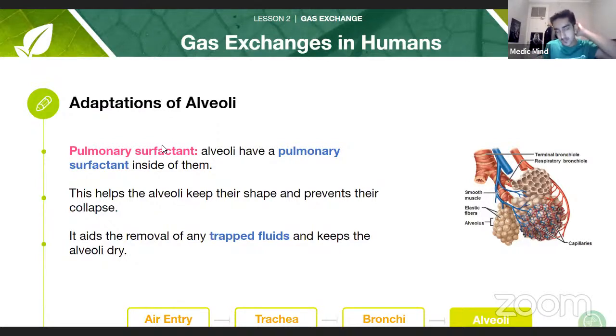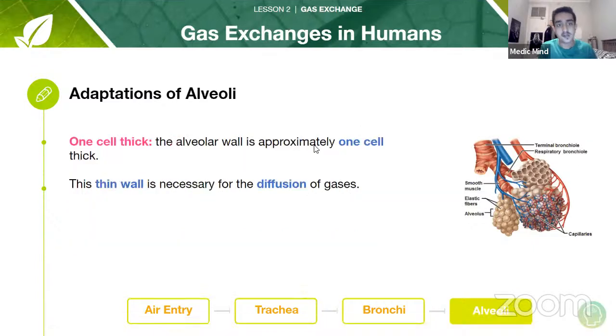Pulmonary surfactant is a fluid that helps prevent alveoli from collapsing. Basically, it does that by maintaining the pressure so that the alveoli are never empty, so it prevents them from collapsing. And it also helps keep the alveoli dry.